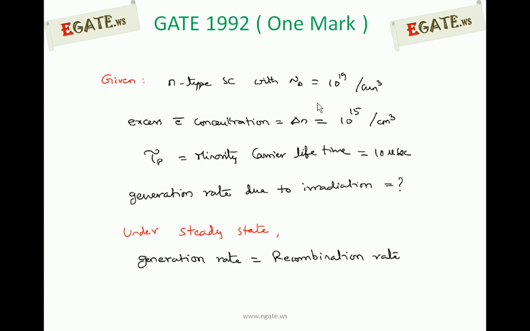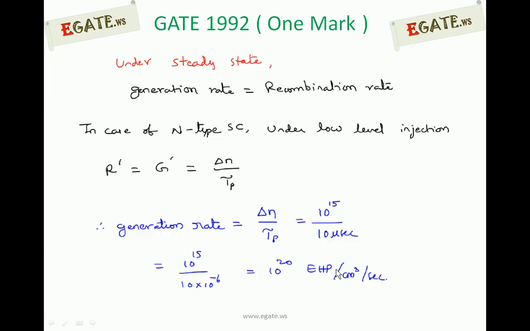So tau p is equal to 10 microseconds, and we need to calculate the generation rate due to irradiation under steady state. Under steady state, generation rate is equal to recombination rate. So the generation rate is the same as the recombination rate, and we know the recombination rate equation in the case of an N-type semiconductor under low level injection is delta N by tau p.